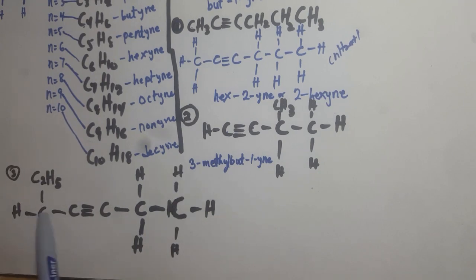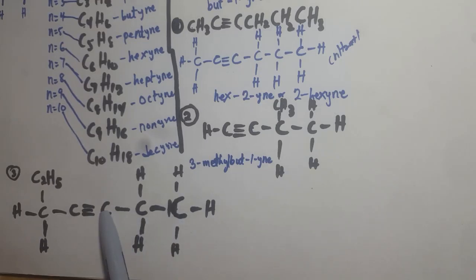So we have 1, 2, 3, 4, 5, 5 carbons. So we are looking at pent. So you're going to have pentyne. But the issue is with the triple bond. So counting from here is 1, 2, 3. The triple bond is found on the third carbon. When you count from here, it's on 1, 2. So it's on the second. So we are going to call it pent-2-ine.